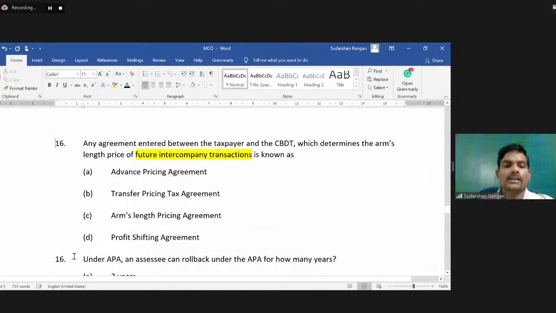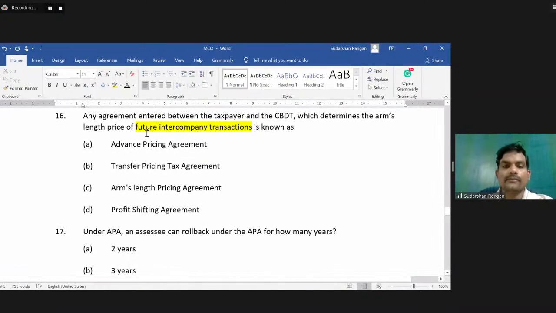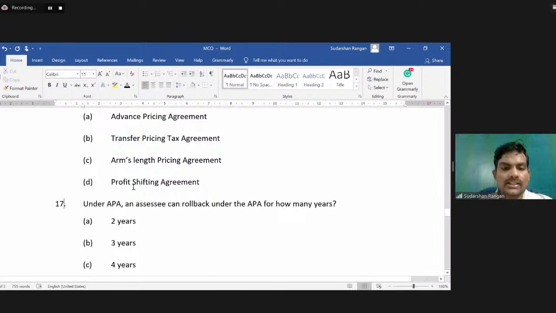Any agreement entered between the taxpayer and the CBDT for future intercompany transactions. So we are talking about the future. That's why it's called dispute prevention; we are trying to prevent. And the income tax department, especially for transfer pricing, has introduced two dispute prevention mechanisms. One is safe harbor, and another is this one. Which one is this? So for 16, I want you to answer.